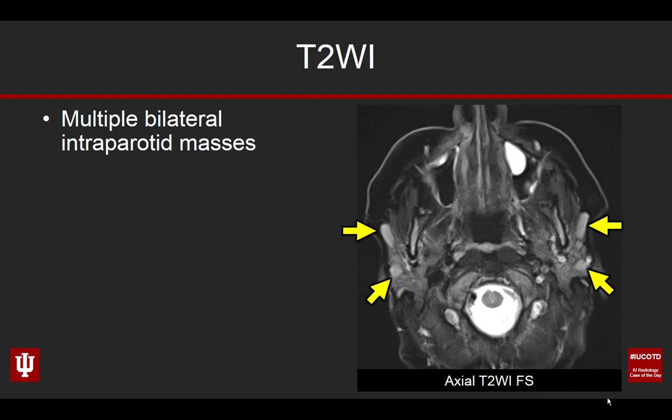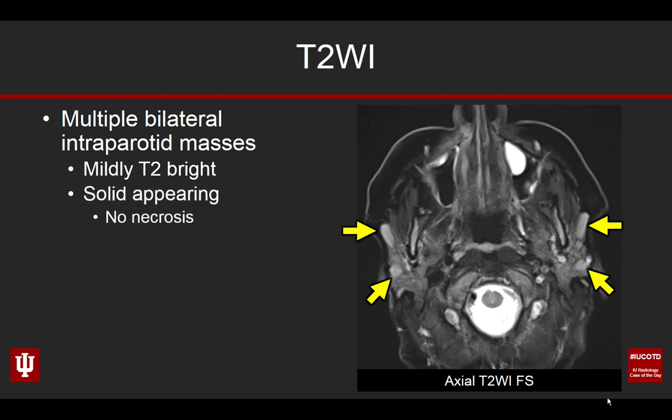Okay, let's take a look at the imaging. First up, we have our axial T2 weighted fat saturated image. What you can see is there are multiple bilateral intraparotid masses. They're not huge, but they are bilateral. You can see them denoted here by the yellow arrows. They're mildly T2 bright. They're not as bright as that mucus retention cyst we see in the left maxillary sinus. They're not as bright as CSF, so we're not really thinking that these are sialoceles or some sort of cyst, but these are masses. They're somewhat T2 bright and solid appearing. We don't see any necrosis, no focal areas that are really bright within them either. So that's what we see.